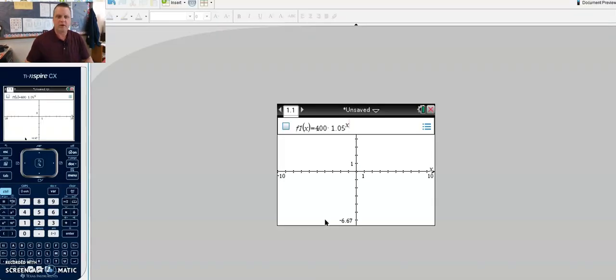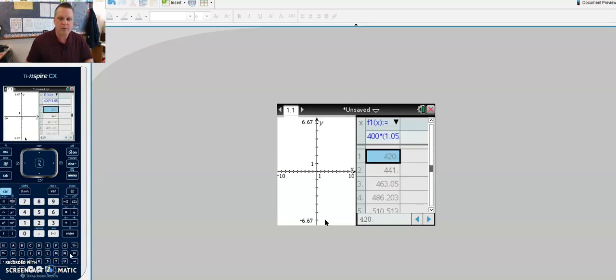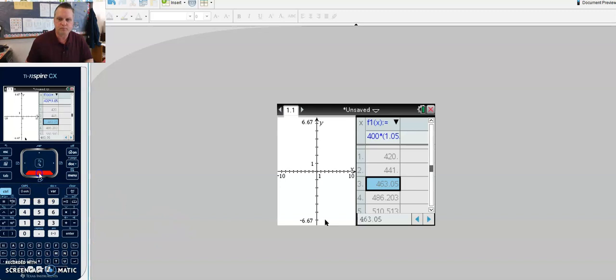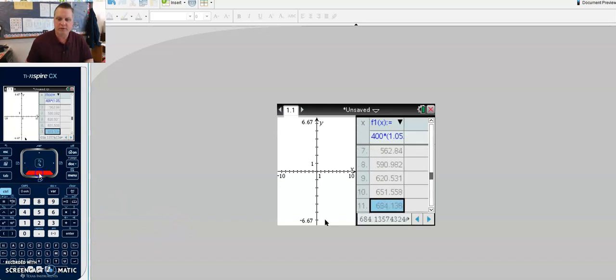They want you to use your calculator, so there we are: 400 times 1.05, and you've got to raise it to the x power, not the t. Enter, and should we see anything? No, we should not, because we start at 400, then it goes up to 420, and it keeps increasing. So when you go to your table, Control T, we want to see where it's going to double. We want to see when you get to $800. So you're right about here, 14 to 15.